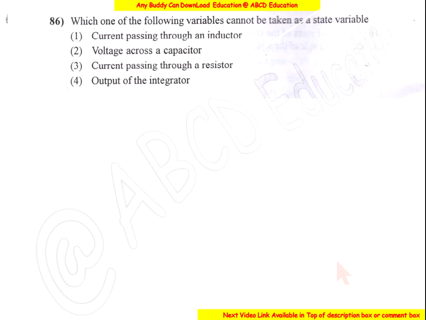Okay, so i equals C dv by dt. So the voltage can also be used as a state variable because it is a differentiator, and the output of an integrator is also used because it is an integrator. But the current passing through the resistor is a linear equation, v equals ir, so it cannot be taken as a state variable. So the correct option is third.